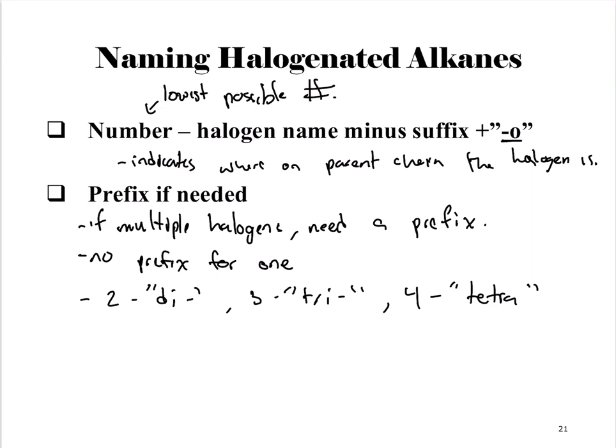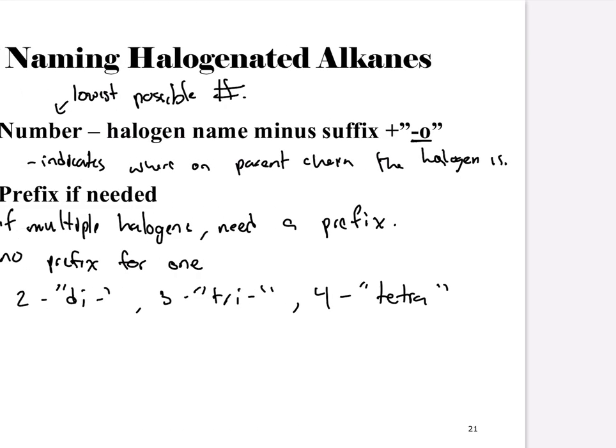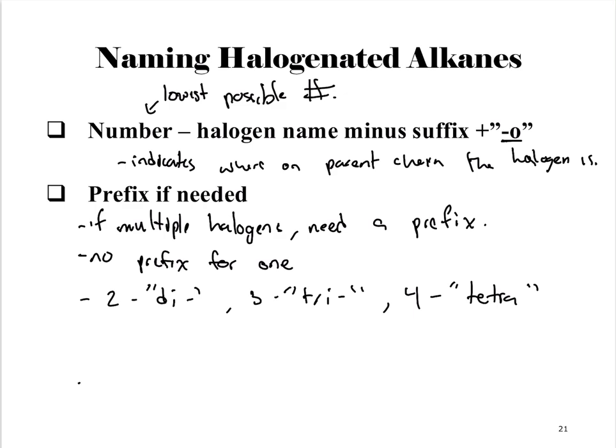So for example, fluorine becomes fluoro, chlorine becomes chloro, bromine becomes bromo, and then iodine becomes iodo, right? And then you just add a prefix depending on how many there are, right? So if we have, let's go through, do I have any? Okay, yeah, so I have some spots on the next one.